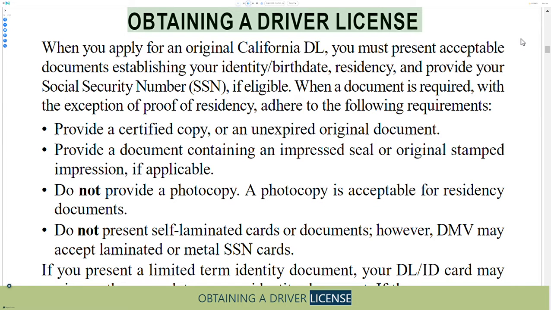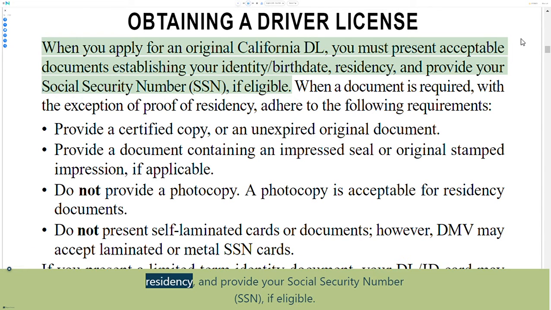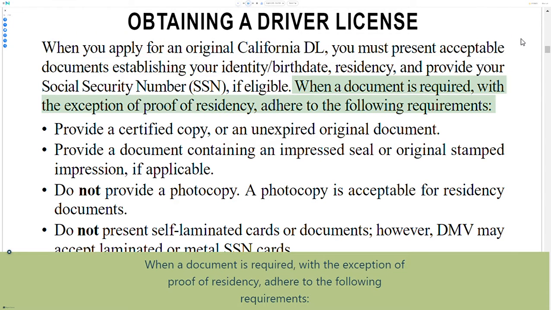Obtaining a driver license. When you apply for an original California DL, you must present acceptable documents establishing your identity, birth date, residency, and provide your Social Security number, SSN, if eligible. When a document is required, with the exception of proof of residency, adhere to the following requirements.